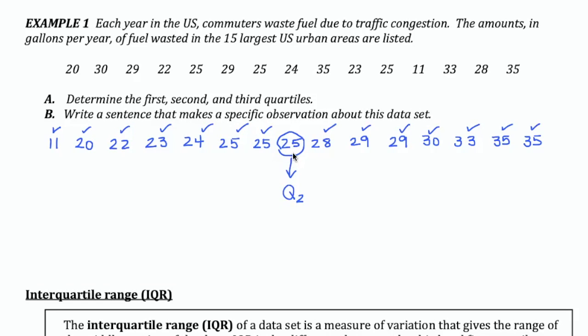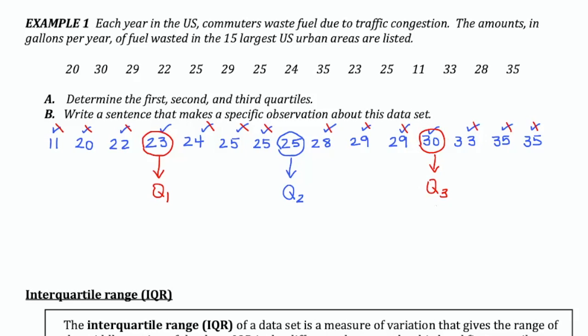Then once you've done that, leaving out this piece of data, you're going to find the middle of each half. I'm going to find the middle by, again, checking off one from each end. And I have an exact middle. That is my Q1. Then I go to the second half of the data, do the same process, again ignoring the middle and checking off one from each end to find the middle. I now have my Q3.